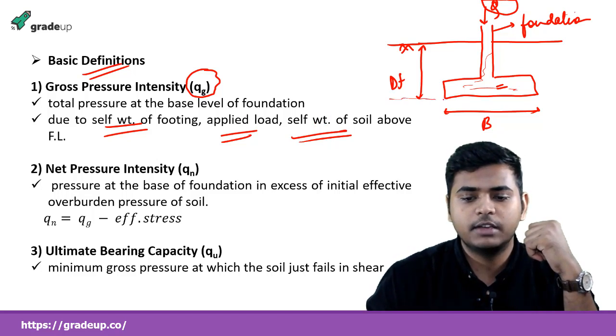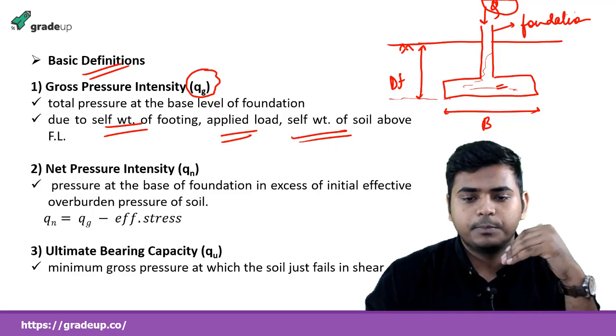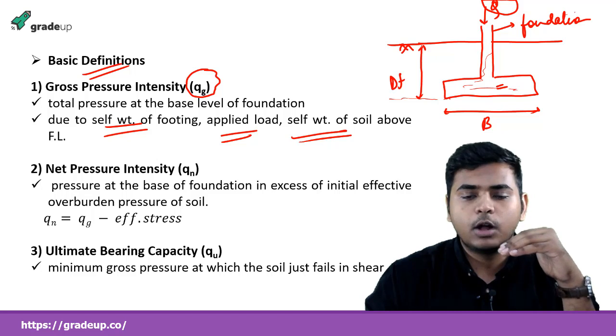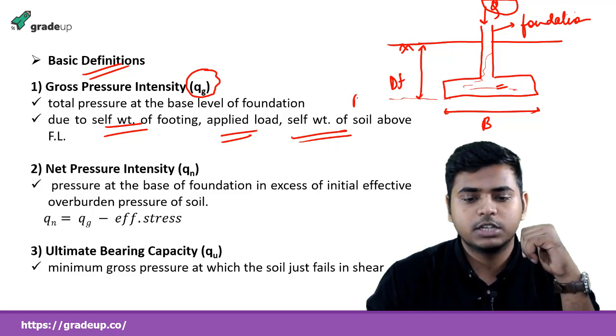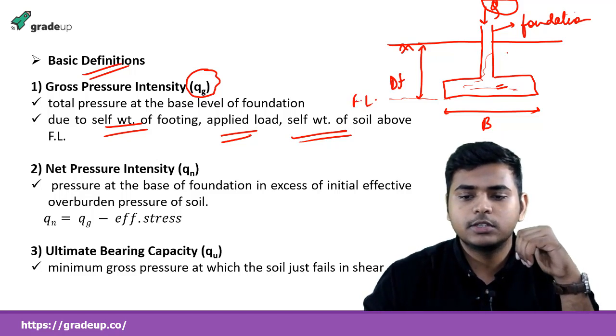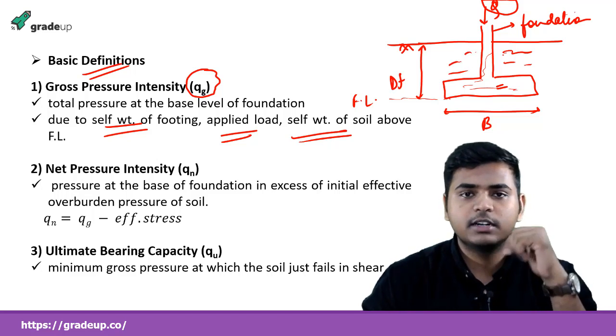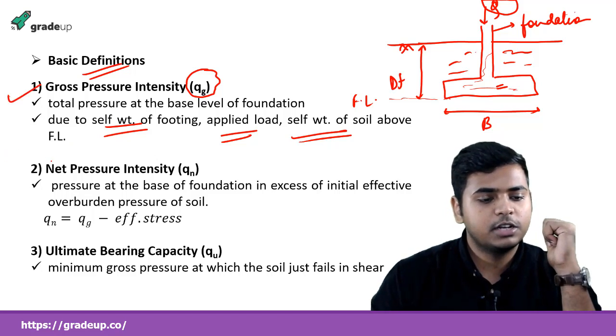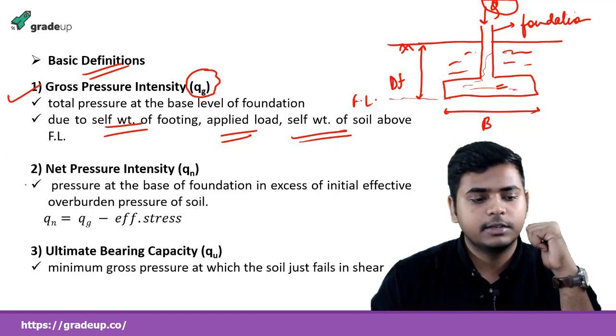Now this is the foundation level, the depth of foundation, actually the depth from ground level to foundation level. The soil which is present above this foundation, that weight also you have to consider in gross pressure intensity. Now coming to the next important definition, that is net pressure intensity.